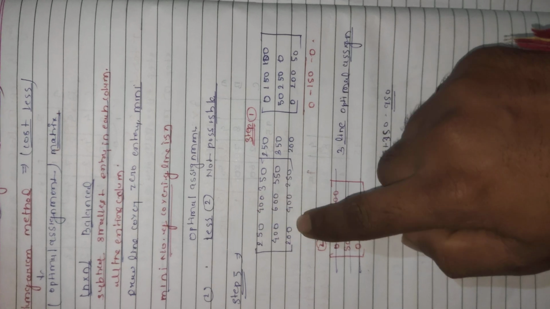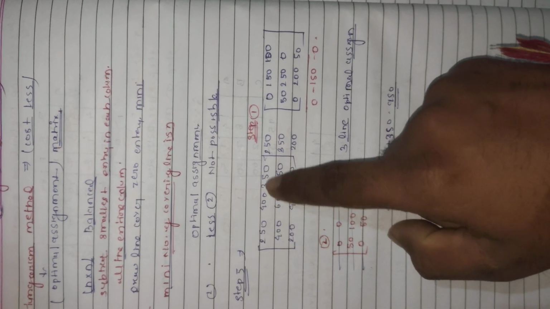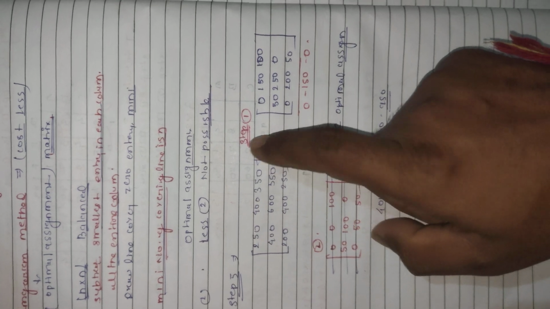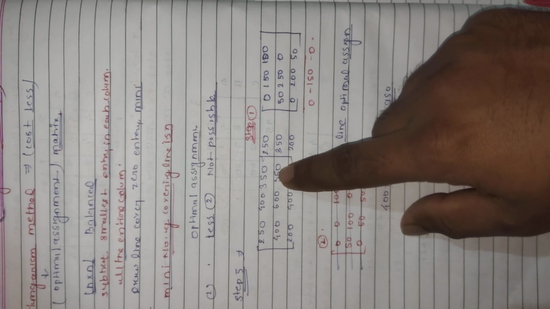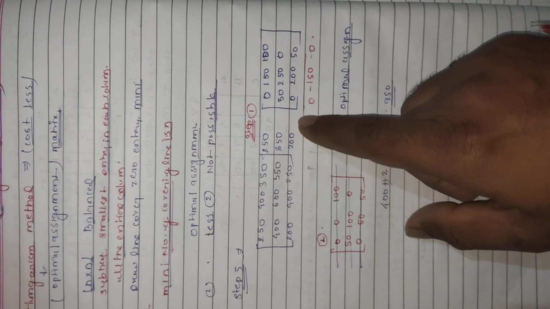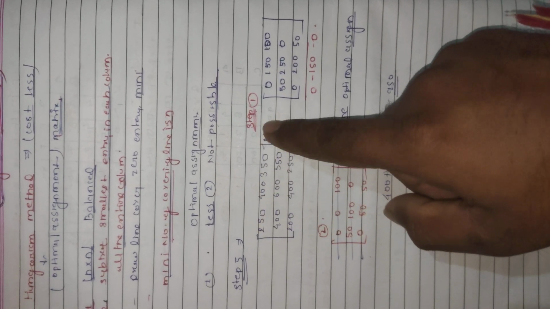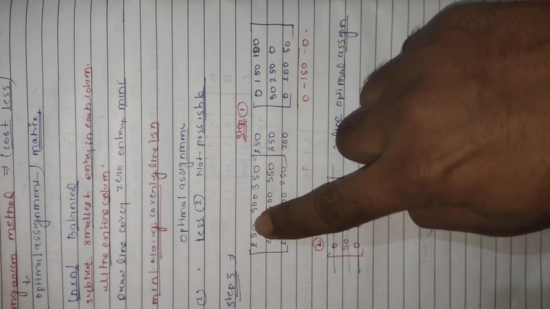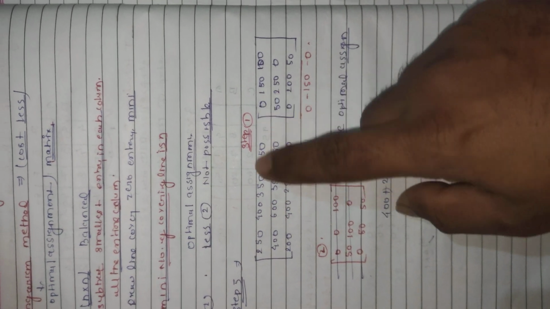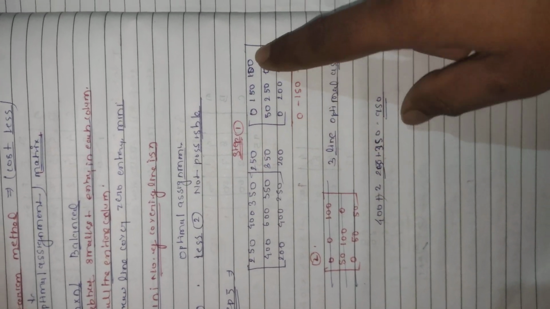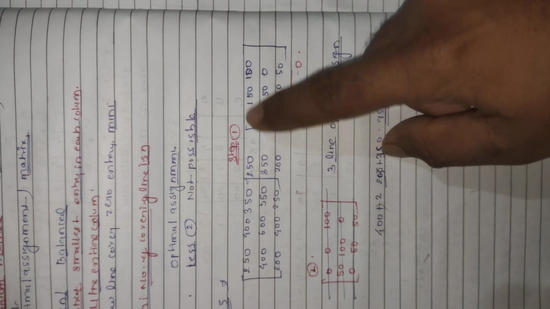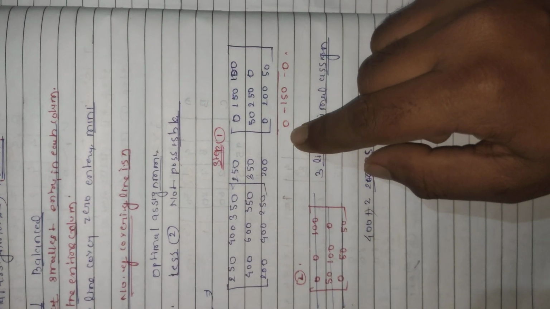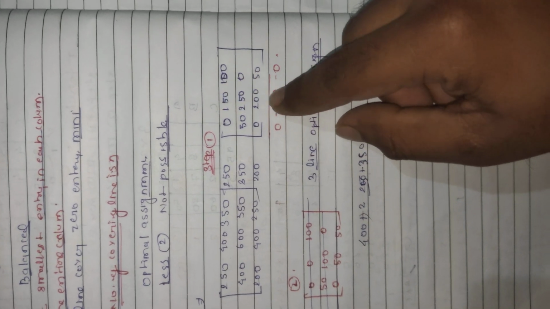First, find the minimum number in each row of this matrix. The first row minimum is 250, the second is 350, and the third is 200. Subtract the minimum number from each row, so 250 minus 250 is 0. Then check the columns, because there is no zero in this column.